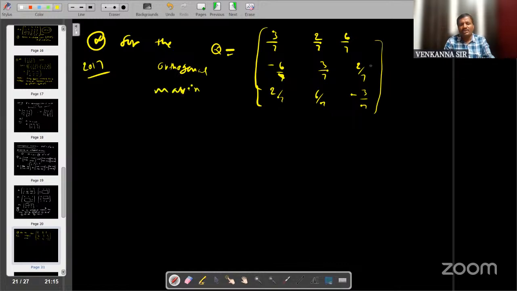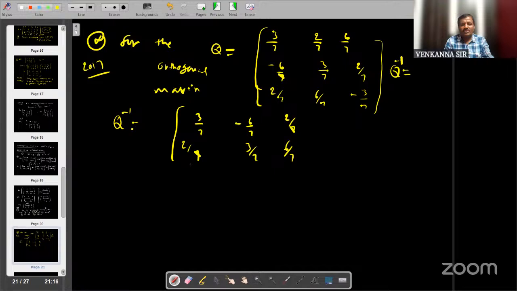For the orthogonal matrix Q, Q inverse is the direct question. What is the answer? Q inverse, direct question. Just take the transpose of this: 3 by 7, minus 6 by 7, 2 by 7, 2 by 7, 3 by 7, 6 by 7, 6 by 7, 2 by 7, minus 3 by 7. Just we are taking the transpose of this one.